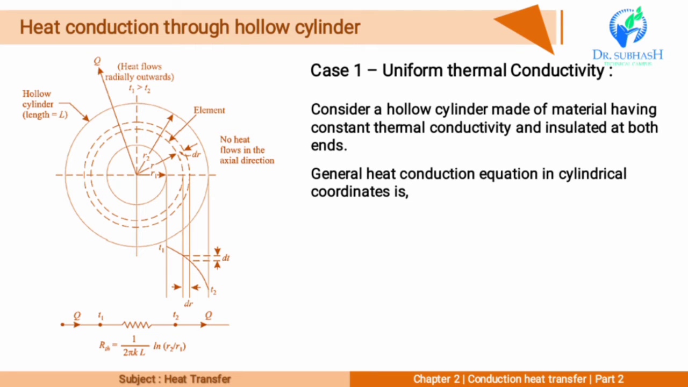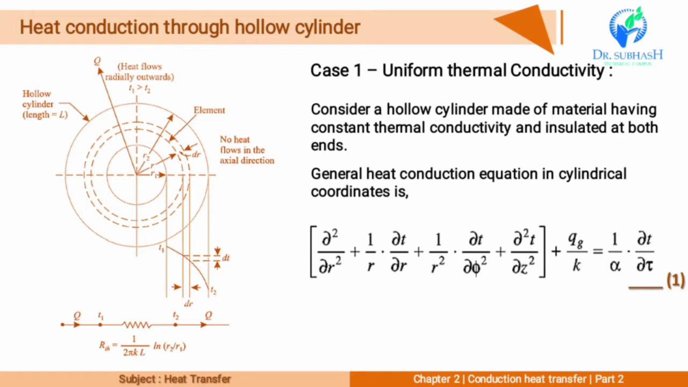The most general heat conduction equation in cylindrical coordinates is del square T by del R square plus 1 upon R del T by del R plus 1 upon R square del square T by del phi square plus del square T by del Z square plus Qg by K is equal to 1 upon alpha del T by del tau. Say equation number 1.